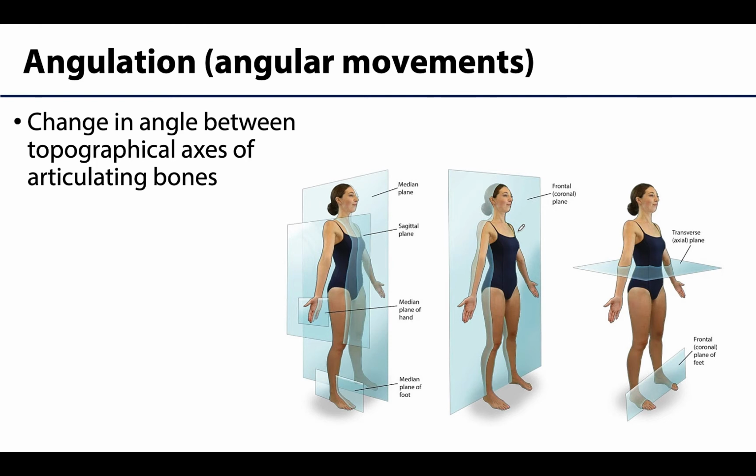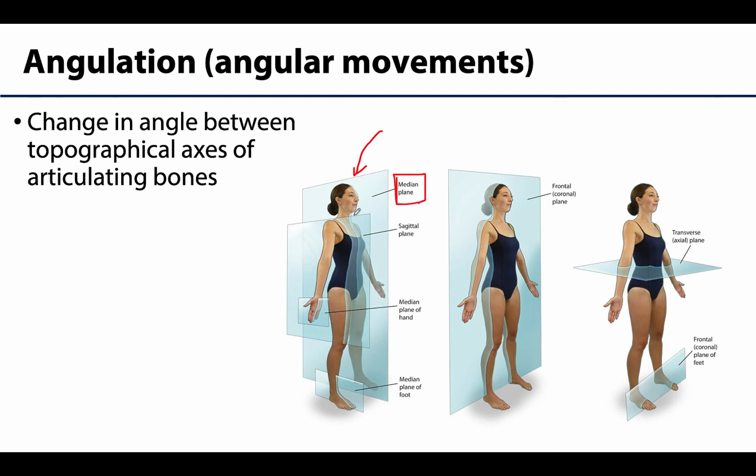So let's review these. The median plane, which I am drawing an arrow to, is a vertical plane, and it will pass longitudinally through the body's midline. So the median plane is exactly what it sounds like. It is running right down the middle of the body, and it will divide the body into right and left halves.